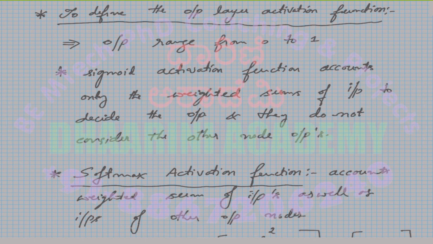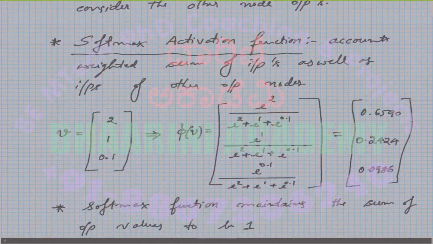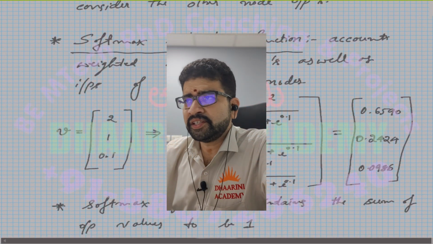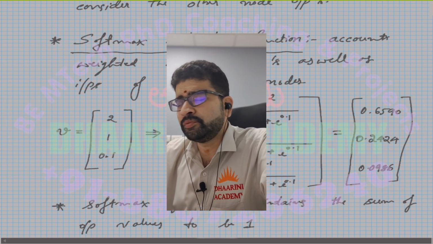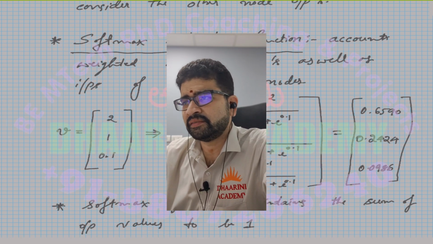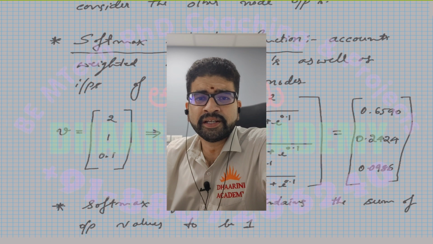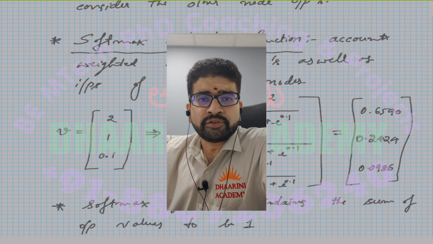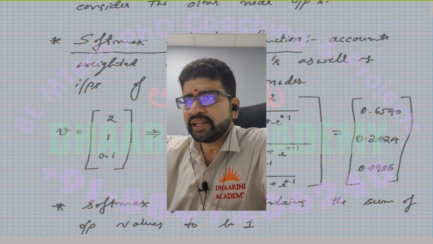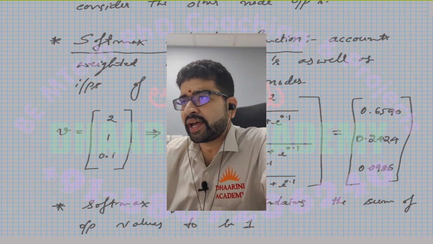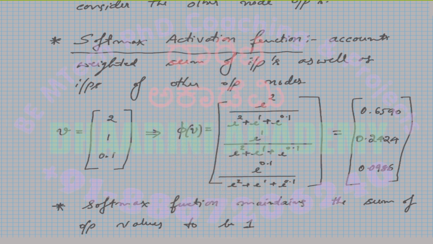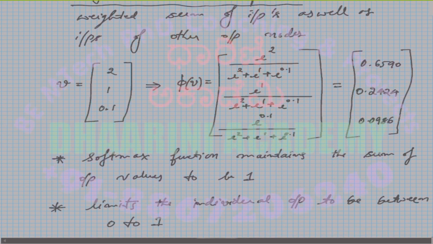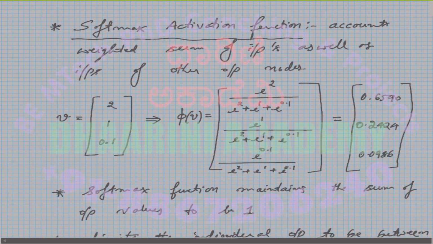To overcome that, we define what is called the SOFTMAX activation function, and this is only applicable for the output layer. If I have 3 neurons in my output layer, I just want one of them to fire. That's my idea. Because of that reason, I apply this SOFTMAX activation function only to the final output layer. So that's the first thing.